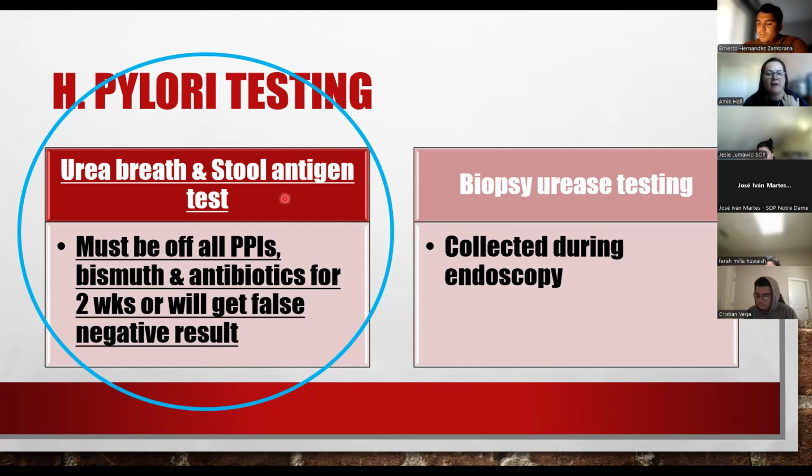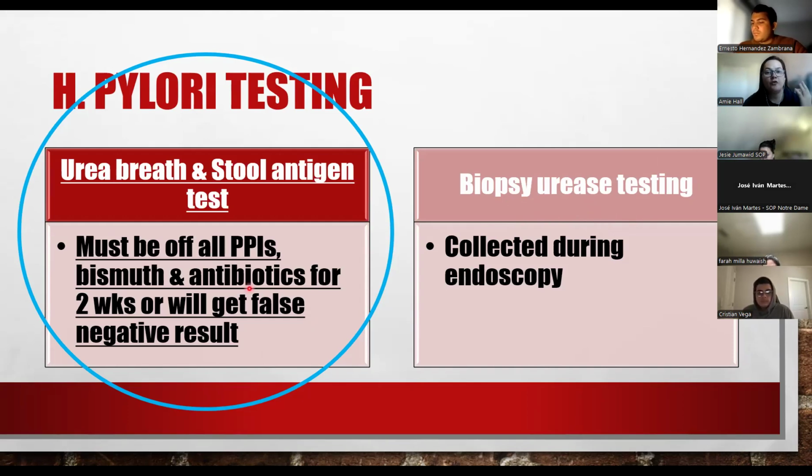We can also use a stool antigen test. For both of these tests, patients must be off all PPIs, bismuth, so Pepto-Bismol, and antibiotics for 2 weeks, or you'll get a negative result. So if you have a case that says this patient is currently on pantoprazole and we suspect H. pylori, we want to test for it. Can I use a urea breath test? No. Can I use a stool antigen test? No. I have to do a biopsy.